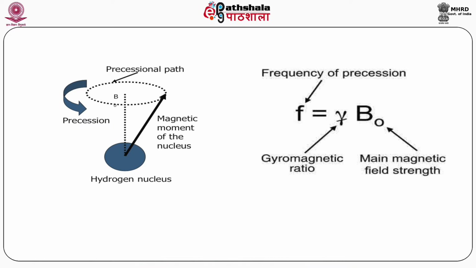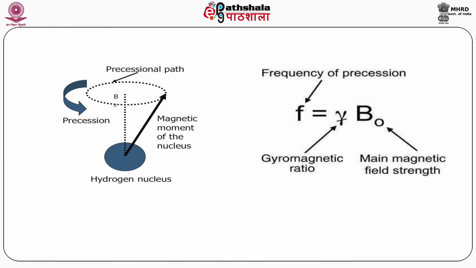The frequency of this precessional motion is equal to gamma times B0. This is what is called the Larmor frequency. The number of precessions of the proton per second is called the precessional frequency, and this is expressed in hertz. The gyromagnetic ratio is a unique value for each type of nucleus. For example, at 1 Tesla magnetic field, the frequency is 42.57 megahertz. At 1.5 Tesla, it is 64 megahertz.